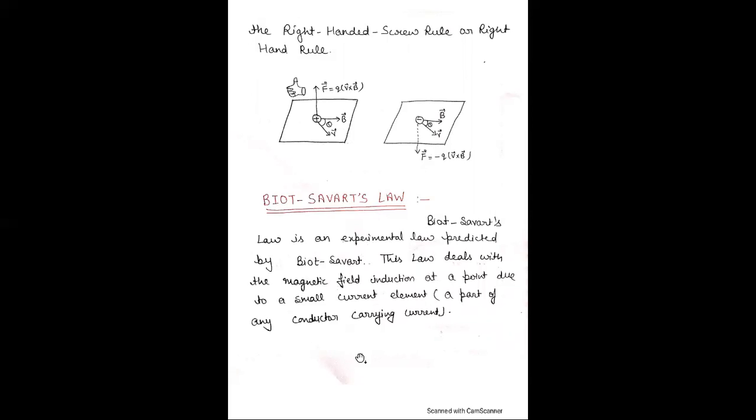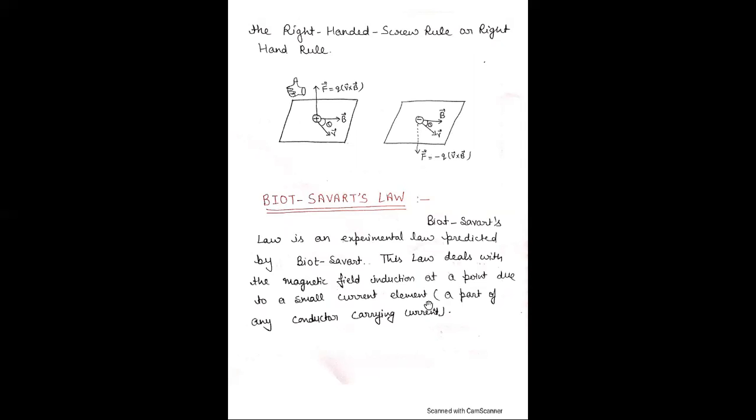Now the next topic is Biot-Savart's law, which is a very important topic. Biot and Savart are two scientists who gave the value of the magnetic field at a particular point due to a current carrying conductor.